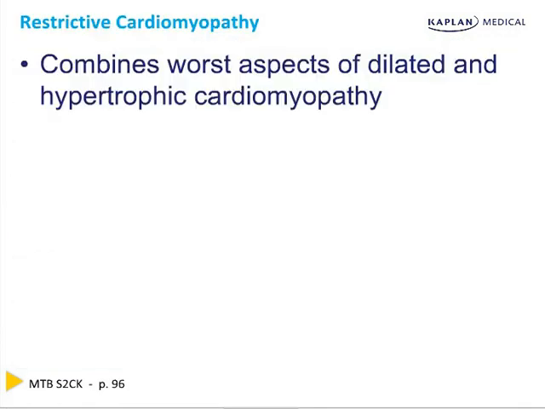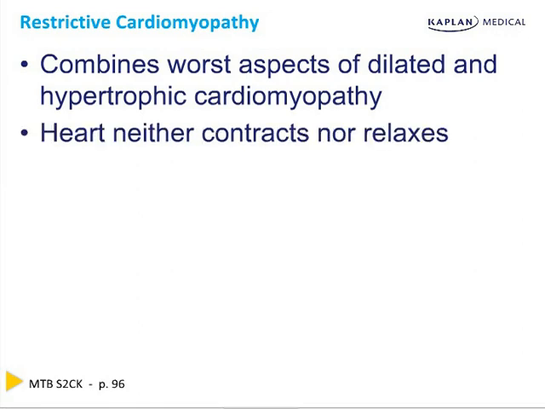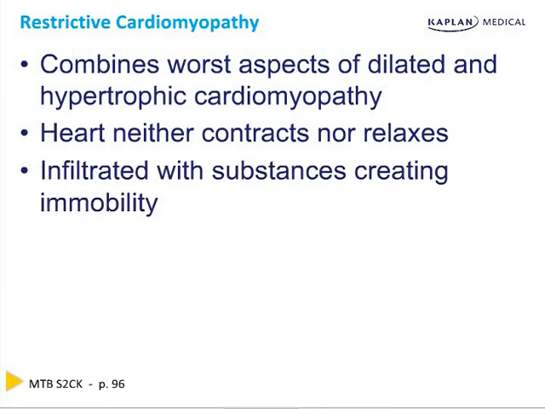Wow, at least I'm glad I don't have a restrictive cardiomyopathy, because it's got the worst aspects of dilated and hypertrophic. A dilated cardiomyopathy may not be able to contract, but at least dilated can relax, but restrictive can't. Hypertrophic cardiomyopathy may not be able to relax, but at least it can contract. But restrictive doesn't. Restrictive cardiomyopathy neither contracts nor relaxes. It's just immobile because of infiltrating substances, making it just freeze.